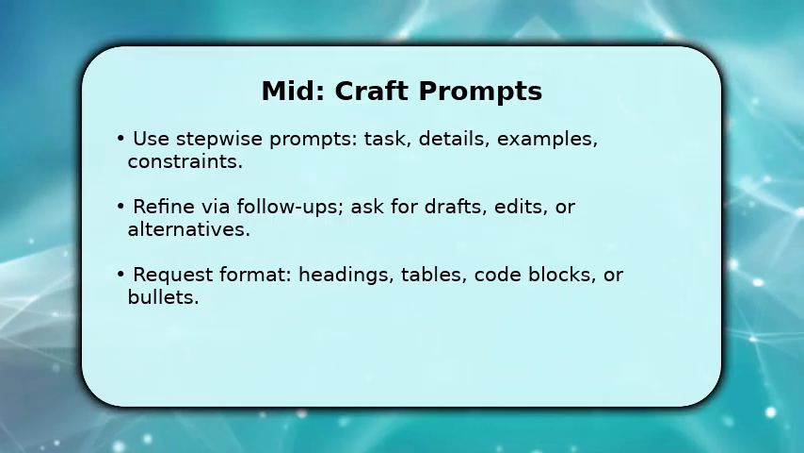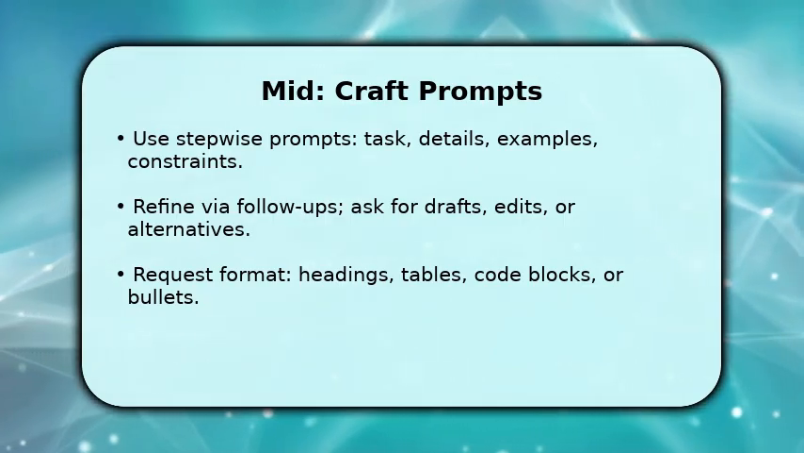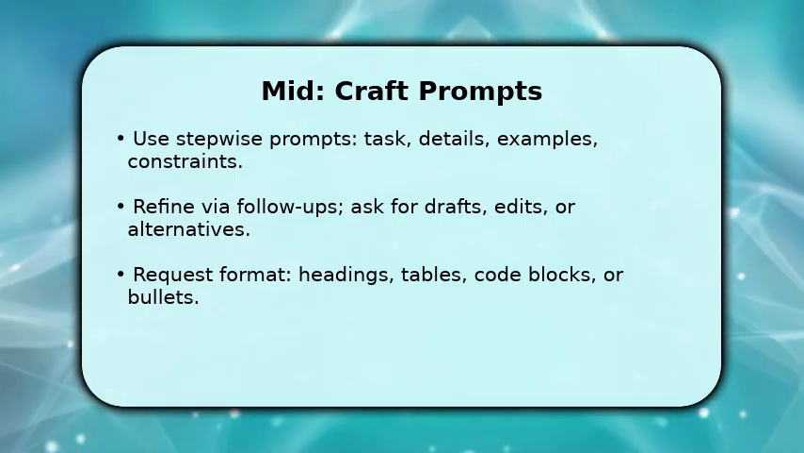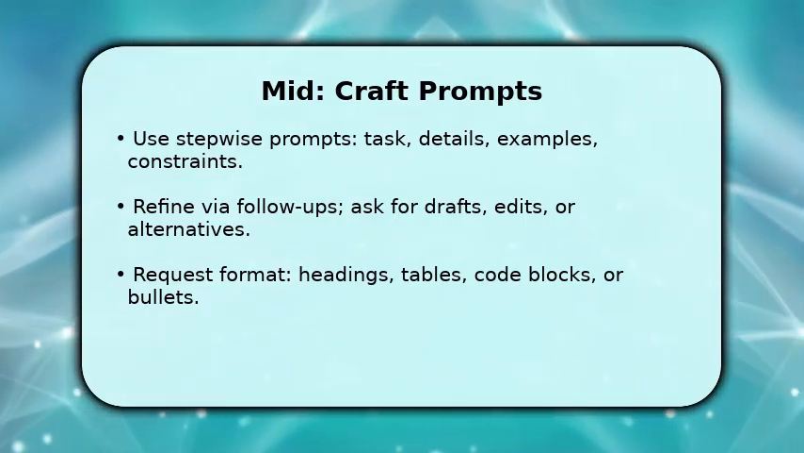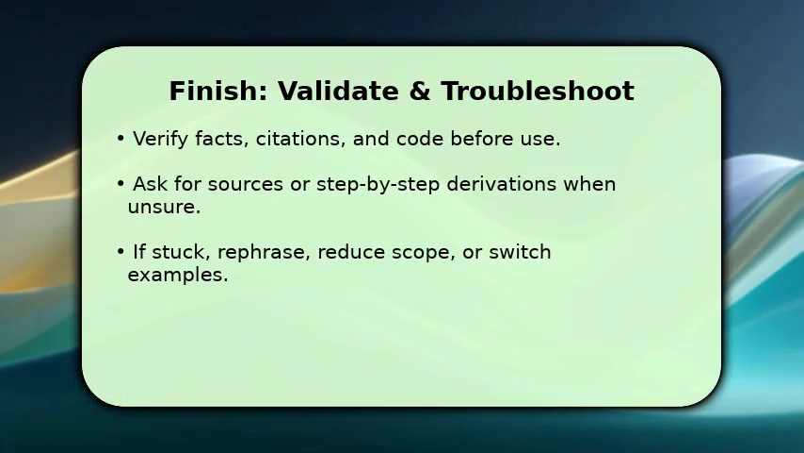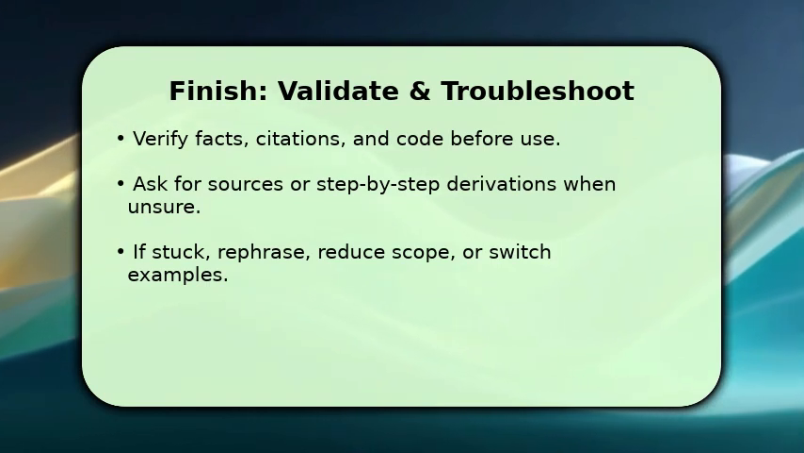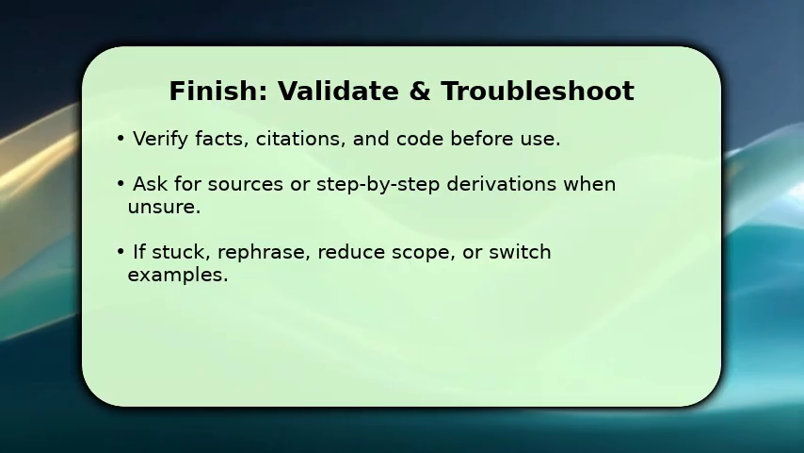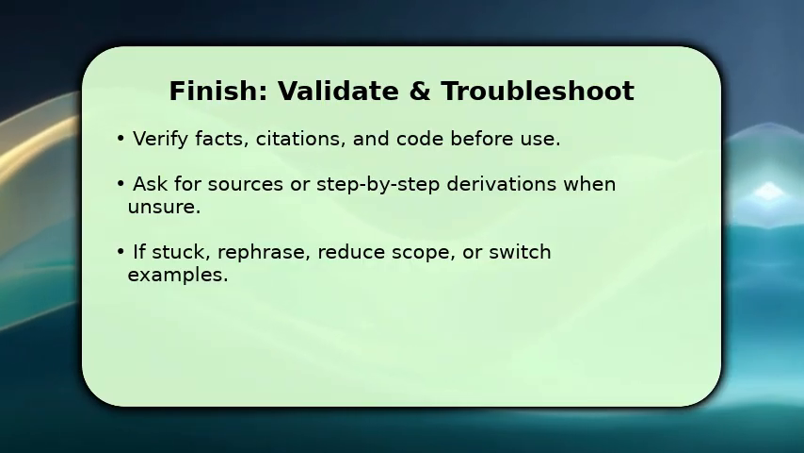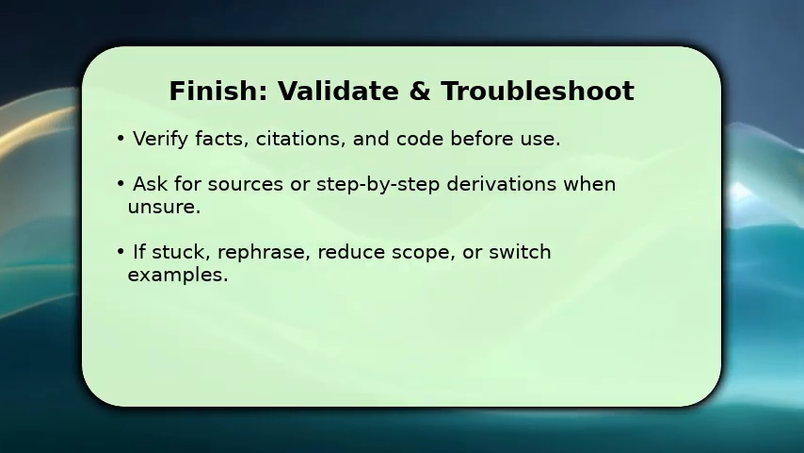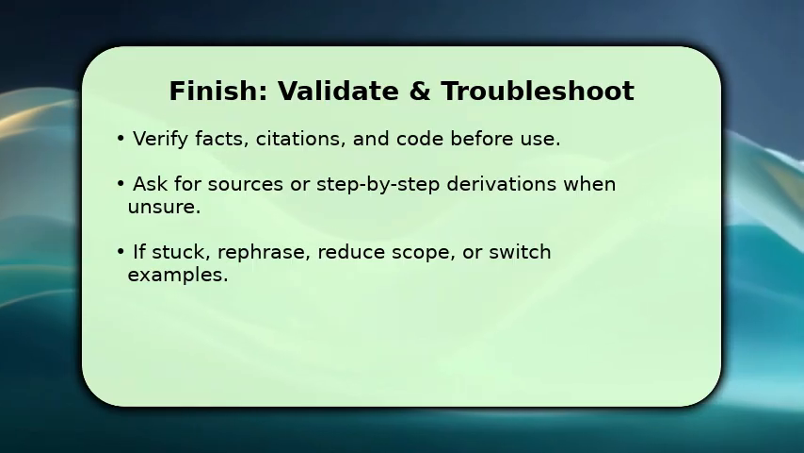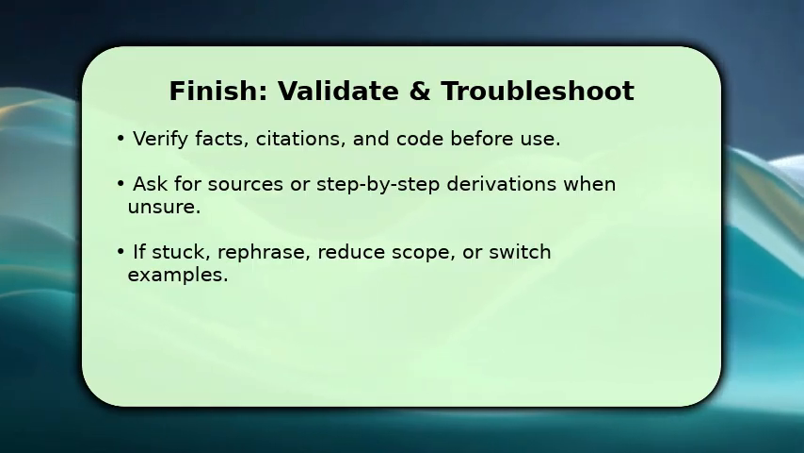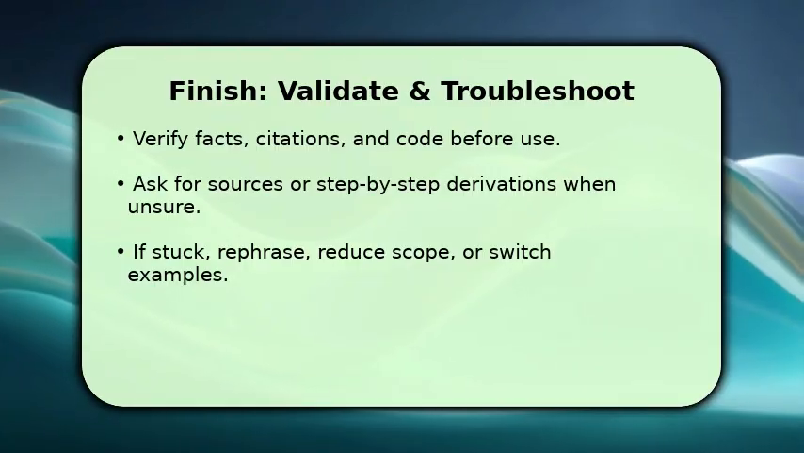Make sure to request explicit formats like headings, tables, or code blocks so you can paste results directly into your workflow without extra reformatting. You finish by validating outputs. Check facts, run code, and confirm numbers before relying on them. If you need evidence, ask the assistant for step-by-step reasoning or editable references. Once done, integrate the result into your document or project and save versions.